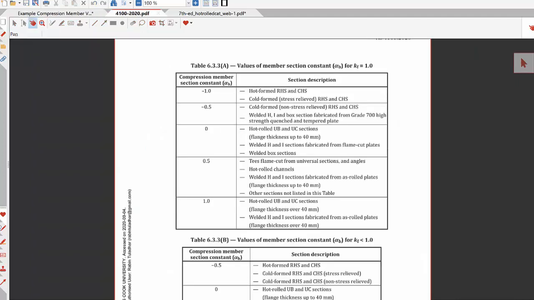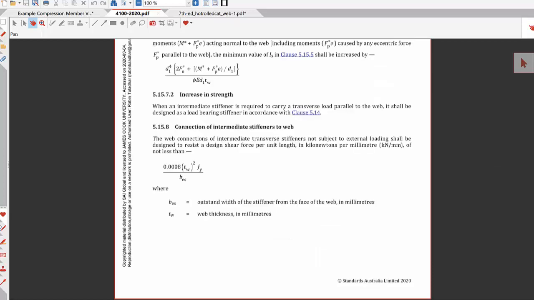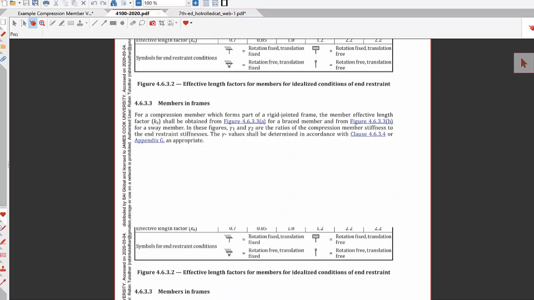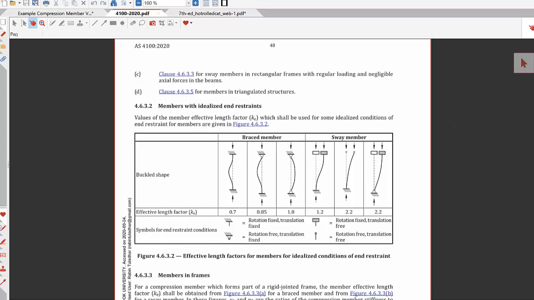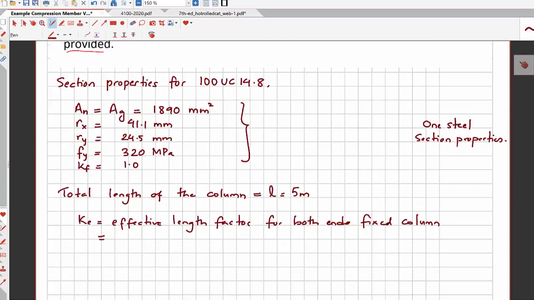Let's have a look at it. Now that would be in the table. Yep, here it is. From clause 4.6.3.2, we can see that the column that we have is both ends fixed, that is this one, and the buckling will be like this one. So the effective length factor KE is 0.7. That's coming from clause 4.6.3.2 in AS4100.